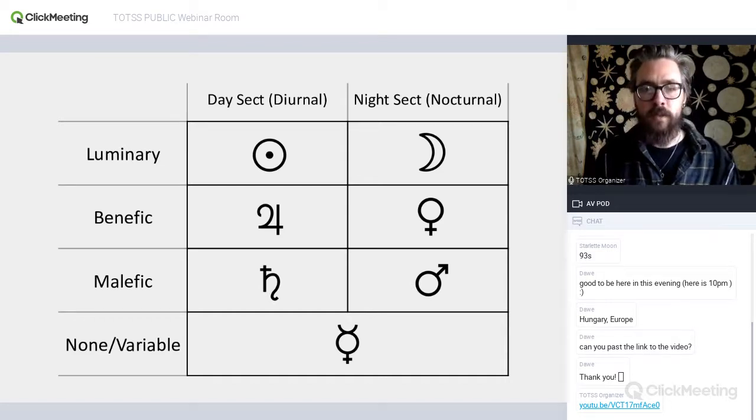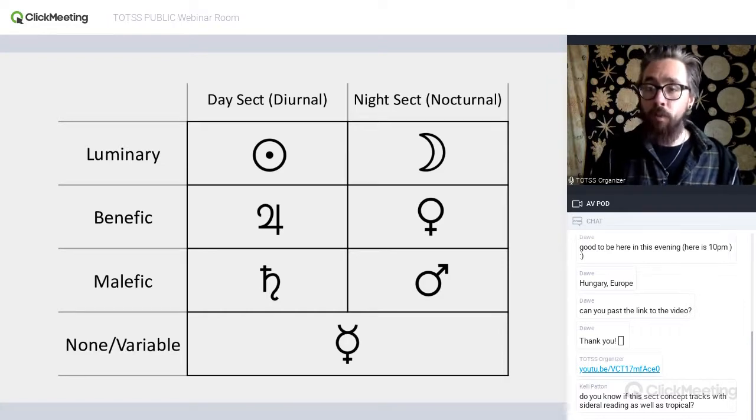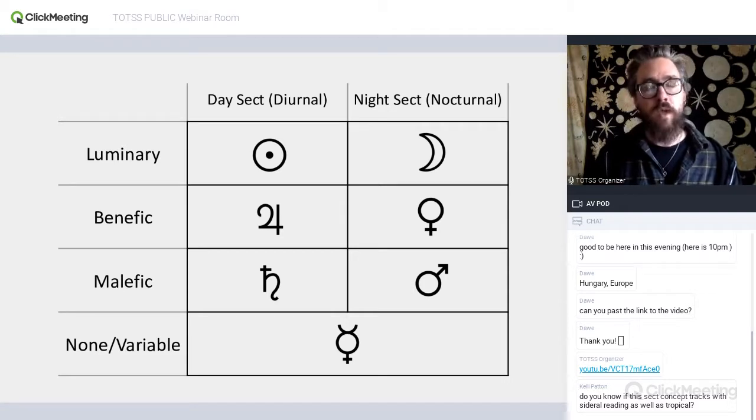Again, those are just general tendencies, but that can be a really nice thing to look at, especially when delineating a chart. You look at the luminary of the sect, and the luminary will tend to characterize the person or the event or whatever it is that you're looking at. Then the benefic that matches the sect will tend to be the most positive or beneficial area of the life and of that chart. And the malefic that's contrary to the sect will tend to be the place where you have the most difficulties and struggle, which is a really helpful and important thing to be able to identify: where our struggles are, and what the archetypal and symbolic signatures of our struggles are.